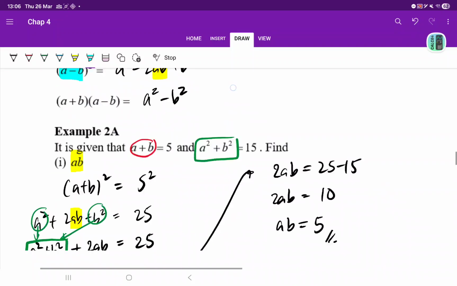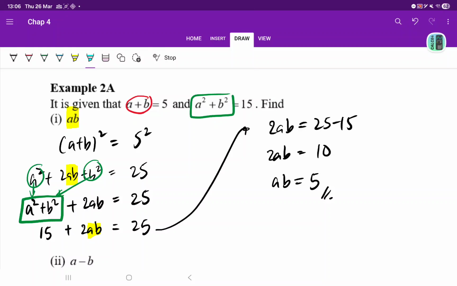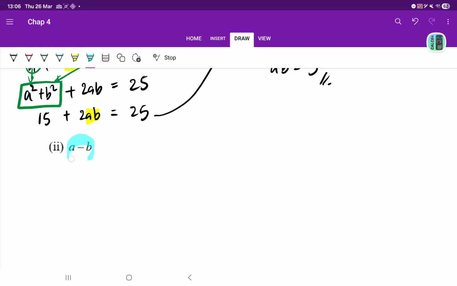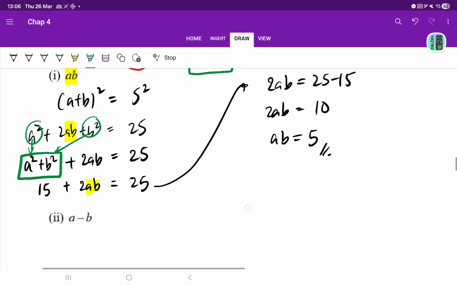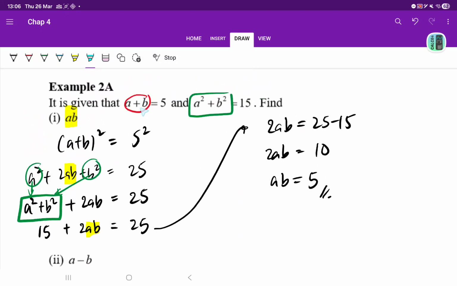Okay, for those of you who don't quite get what I'm saying, I say again, with a pointer this time. I'm asked to find this, A minus B. I look at my question. I got A plus B. I got A squared plus B squared. Not enough. I look at my part 1. I found that AB is 5. So these are the things I know.